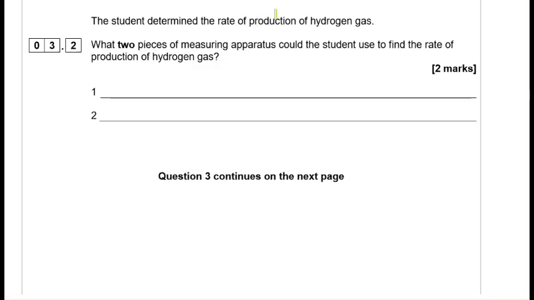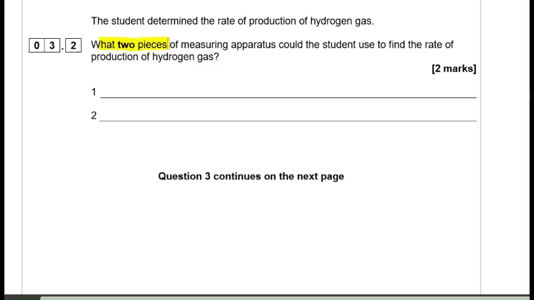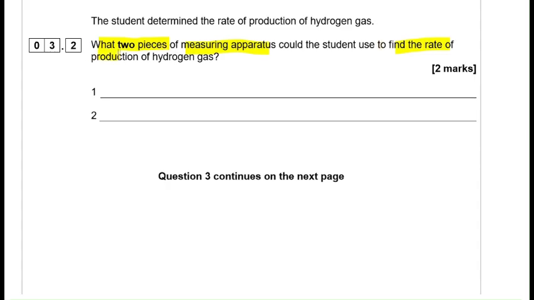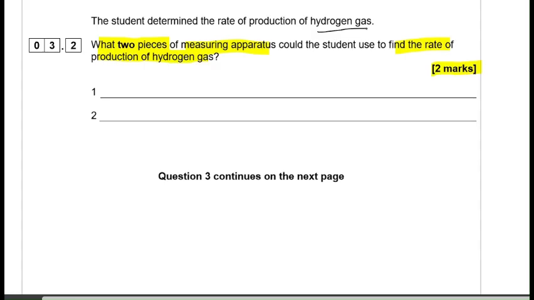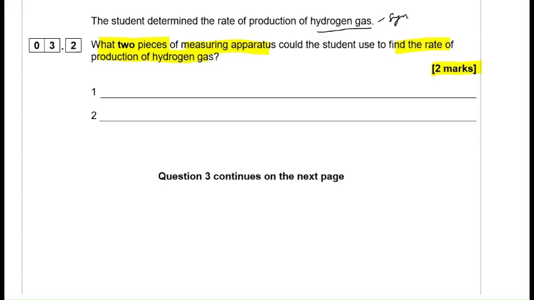The student determined the rate of production of hydrogen gas. 3.2. What 2 pieces of measuring apparatus could the student use to find the rate of production of hydrogen gas? This is for 2 marks. If a gas is produced, we need some kind of container in which to collect it. One of the ways of doing this would be a gas syringe, but equally you could have an upturned measuring cylinder in a water bath. I'm sure you've done both of these in your school practicals.